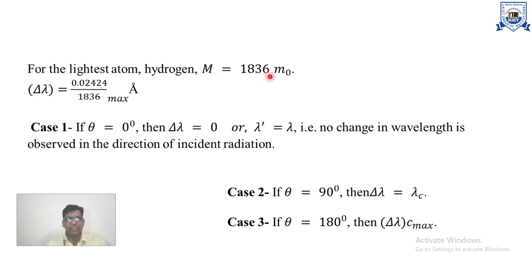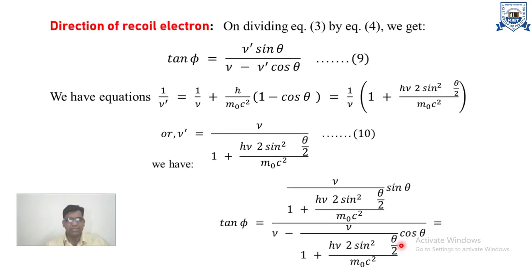We have 1836 of m naught. These are standard constants, as you studied in 10 plus 2. Delta lambda is 0.0242 upon this value. We have 3 cases for different angles. If theta is equal to 0, then the frequency has no change. If theta is 90, that is lambda c, the critical frequency, and at 180, that is the critical frequency. These are the parameters for calculation.